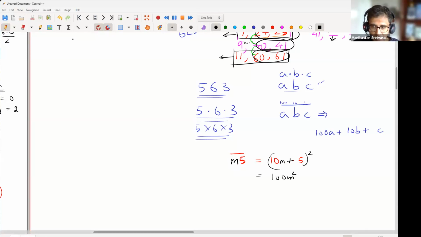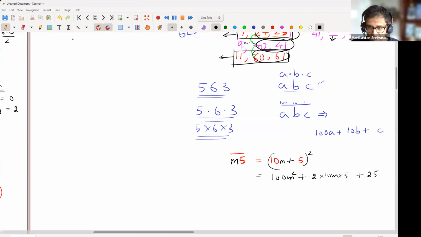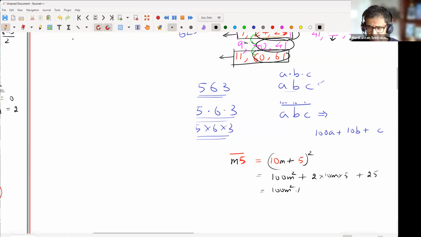Always say 10M whole square plus 2 into 10M into 5. A plus B whole square is A square plus 2AB plus B square, which is why I changed it from A to M, because when I recall A plus B whole square, it will confuse with this A. So I made it M. So A square, which is 100M square, plus 2AB, so 2 into 10M into 5, plus 25. Let's simplify this. So this is 100M square plus 2 times 10 times 5 is 100M, plus 25. So this is nothing but 100 times M square plus M, plus 25.